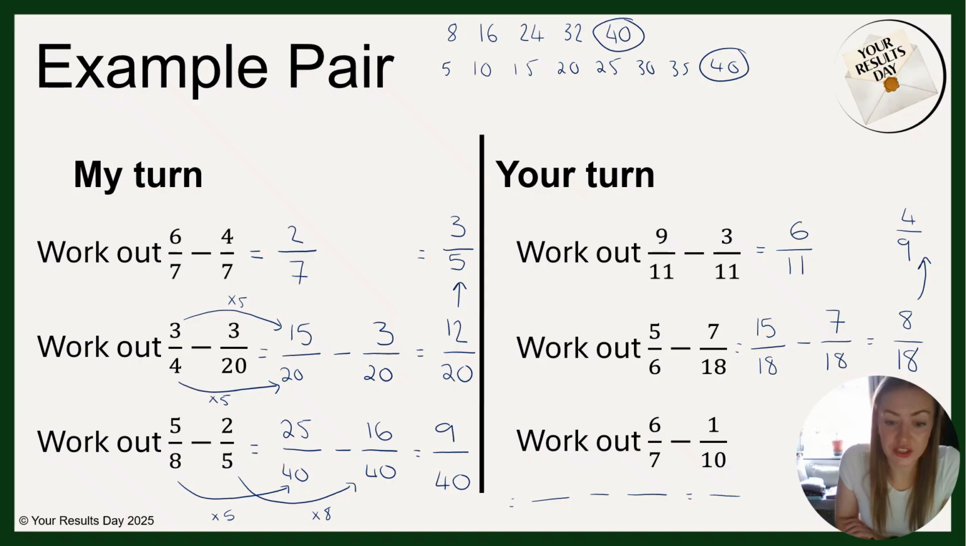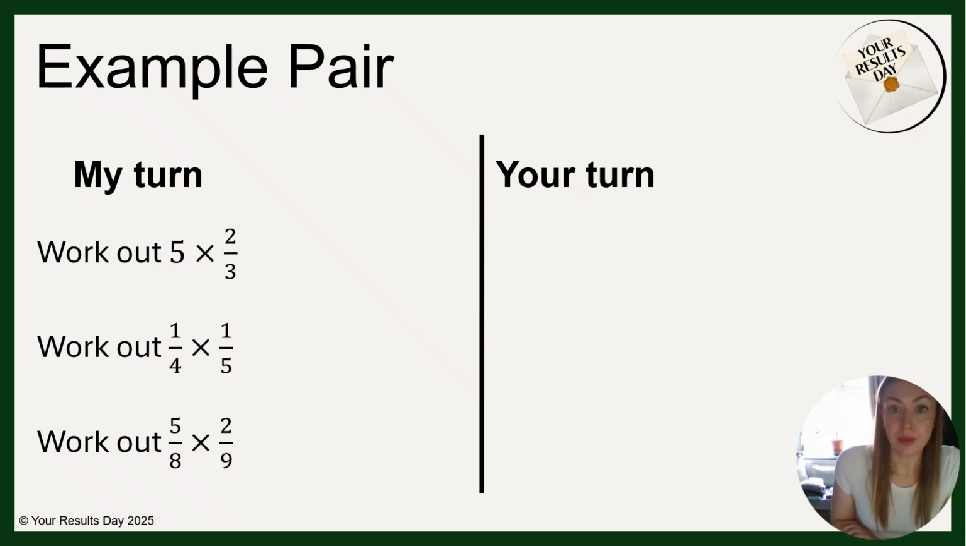For your third question, the lowest common denominator is 70. We've multiplied the 7 by 10 to get 70, and so 6 times 10 is 60. And we've multiplied the 10 by 7 to get 70, and 1 times 7 is 7, which gives us 53 over 70. Now that's really the tricky part out of the way.